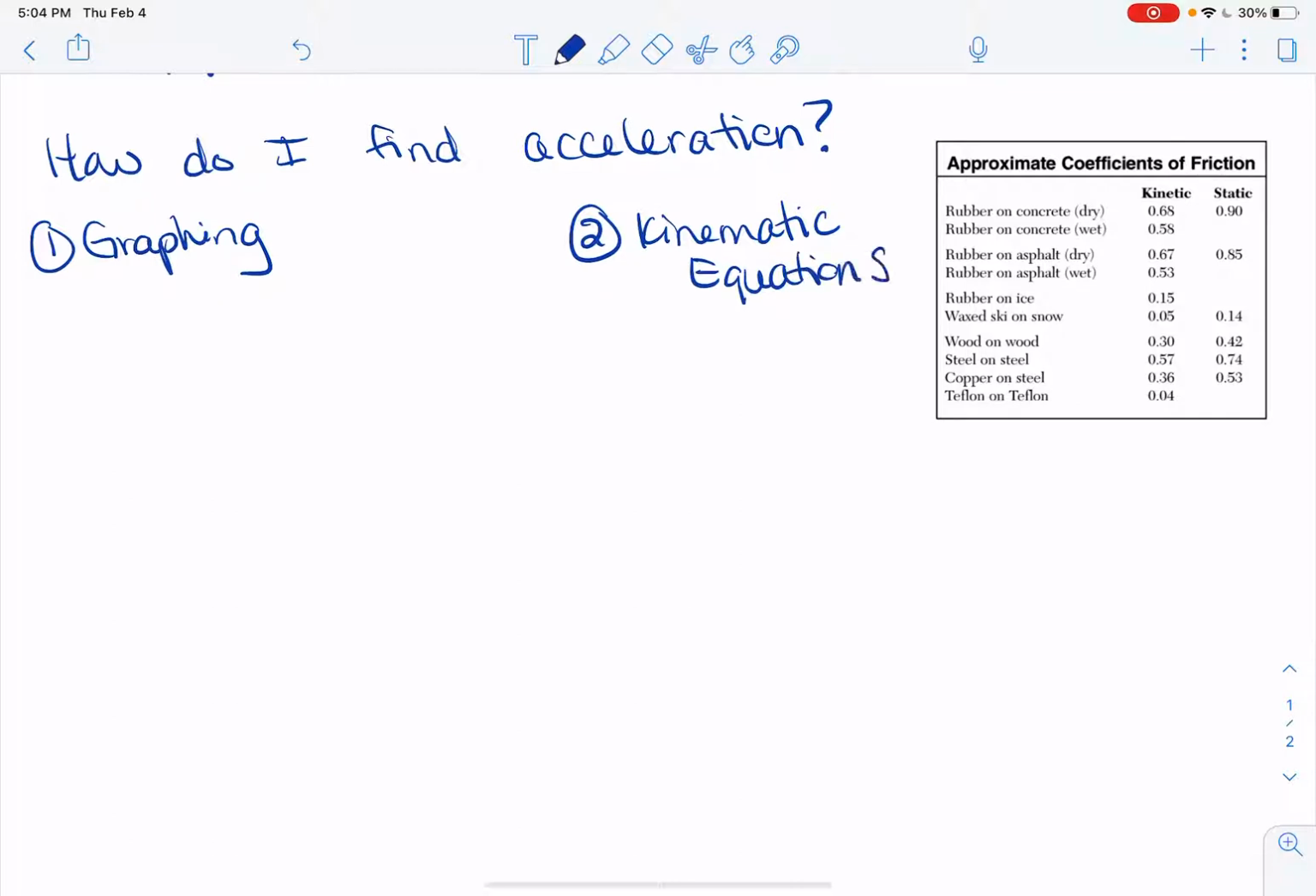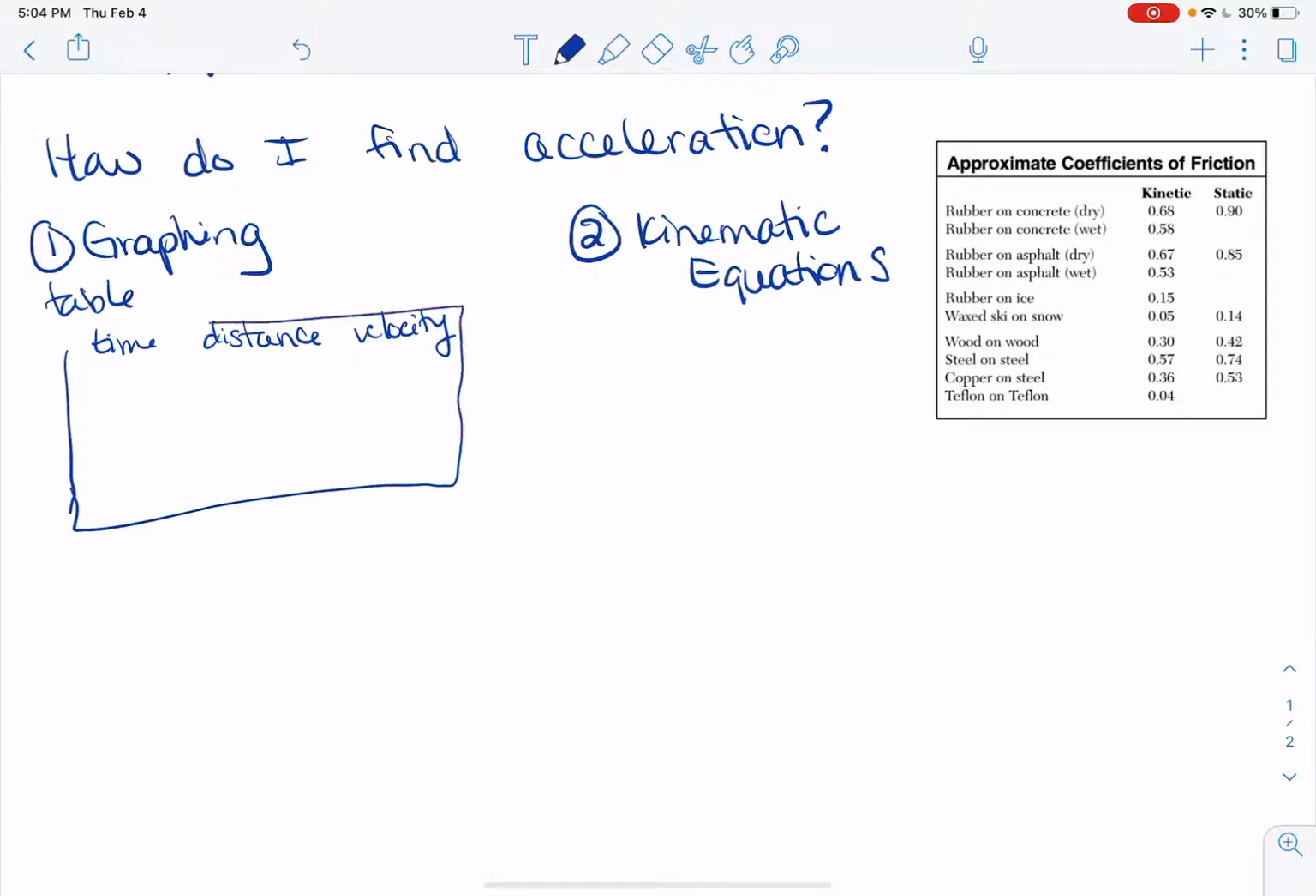So if you were to go the graphing route, you would need to make a table where you're measuring the time and the distance and then the velocity. And we've done this many times before in lab, actually. So you would, I don't know what you want to use for your time interval, 0.2, 0.4, I don't know. You pick what you want your time intervals to be, the distance traveled, whatnot.